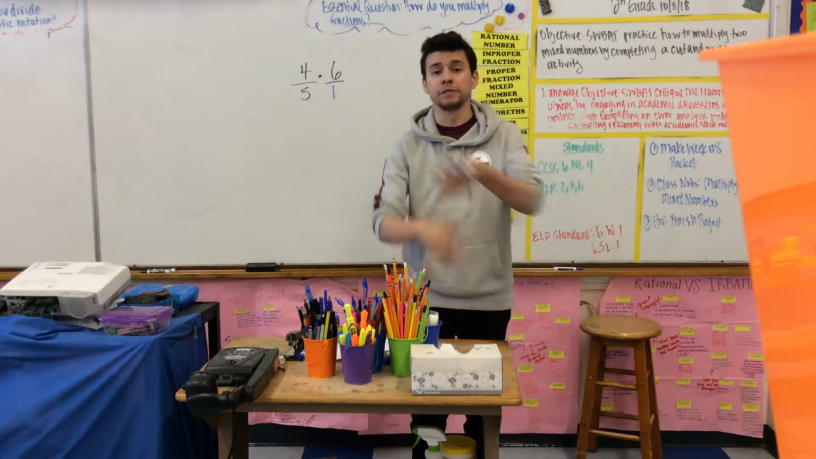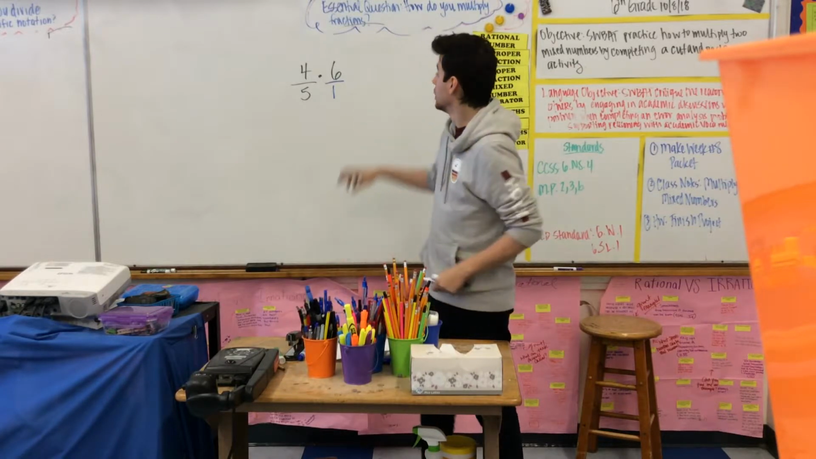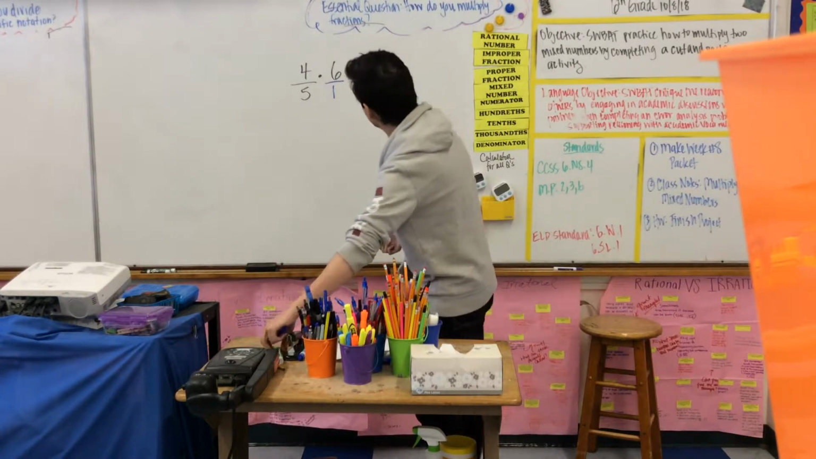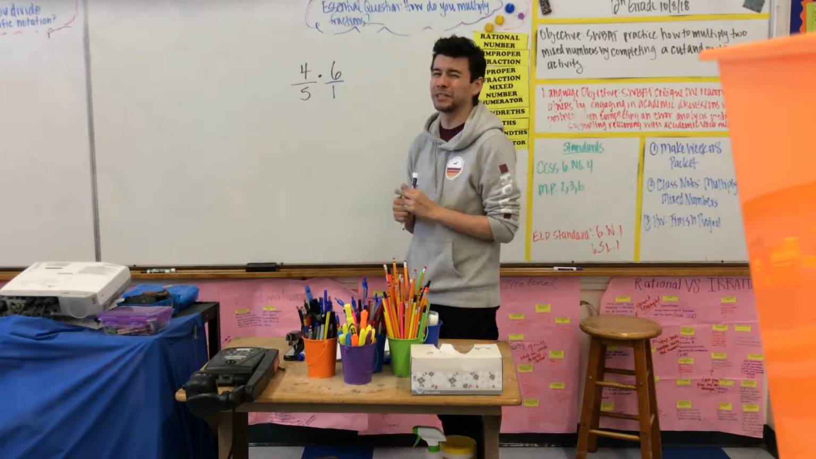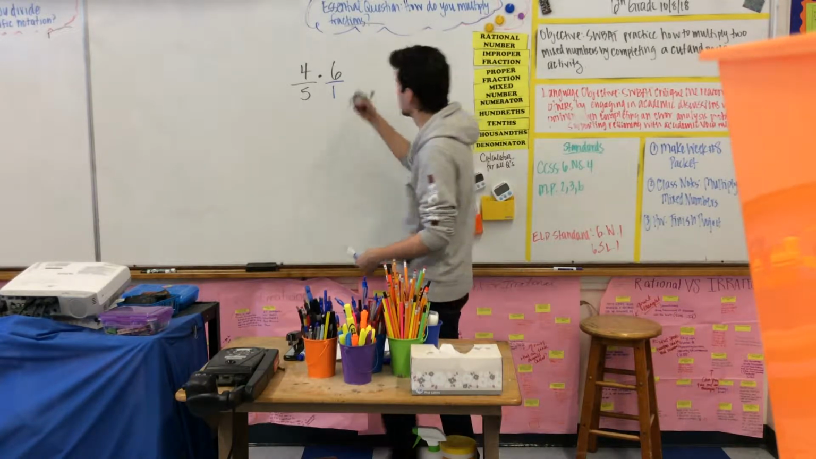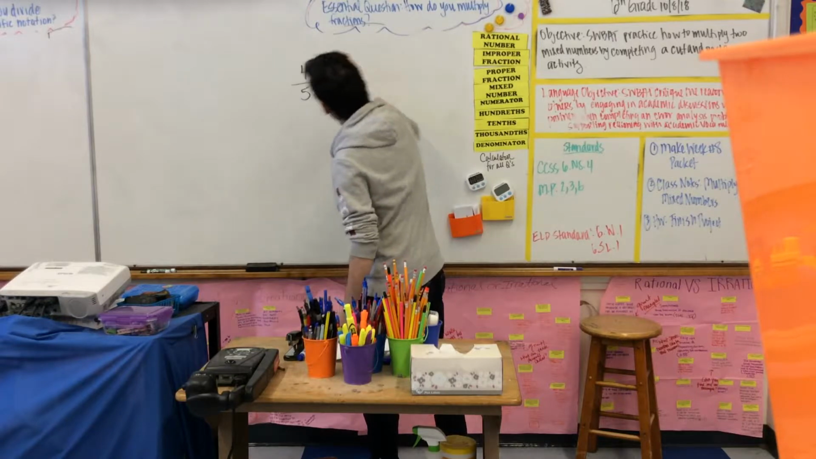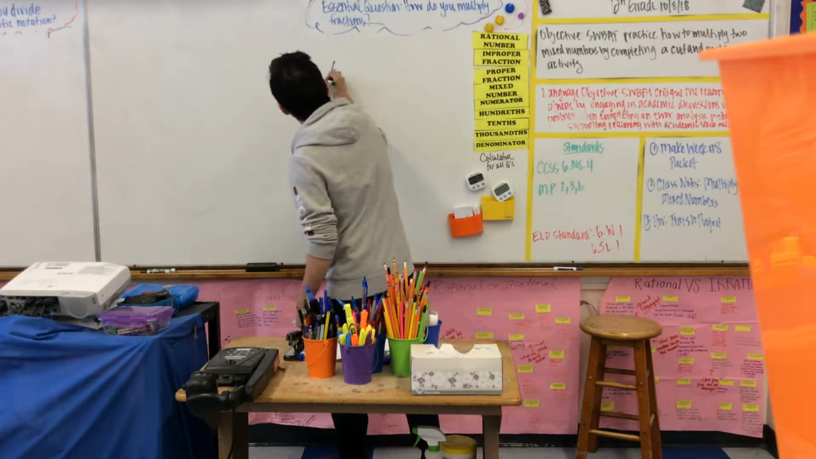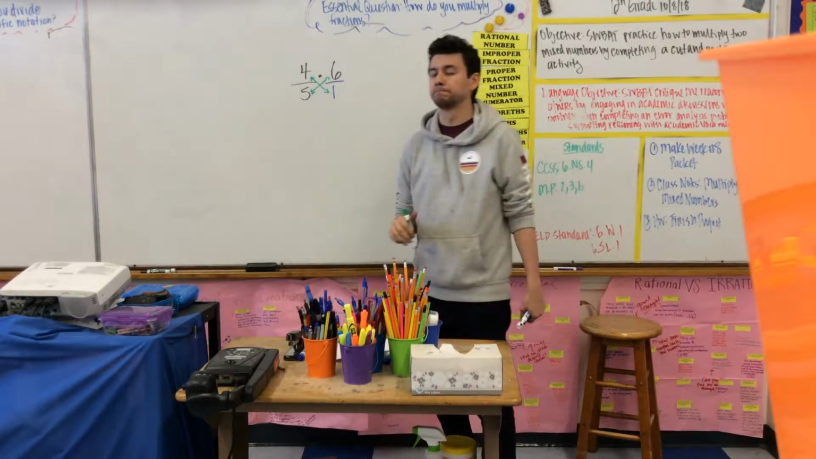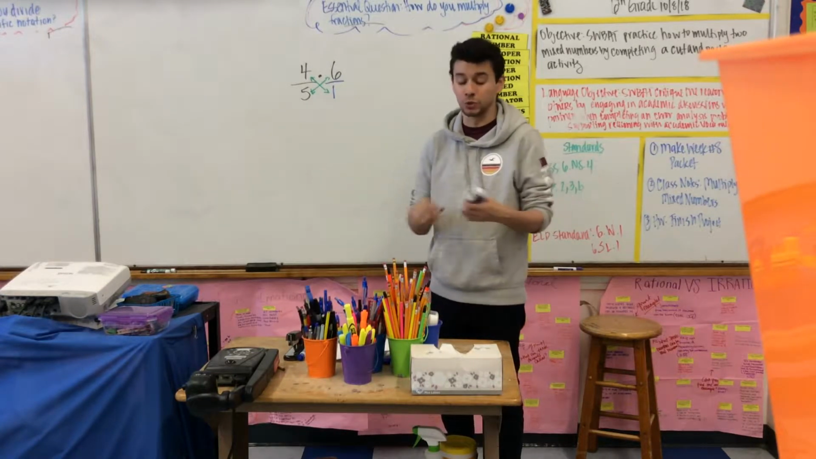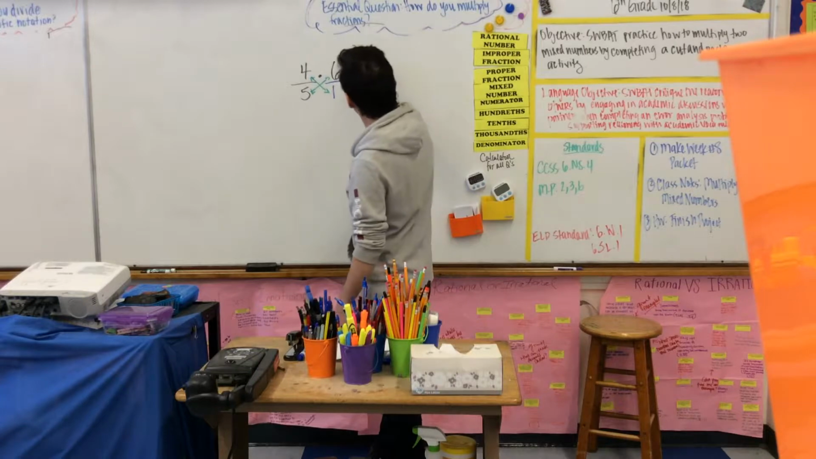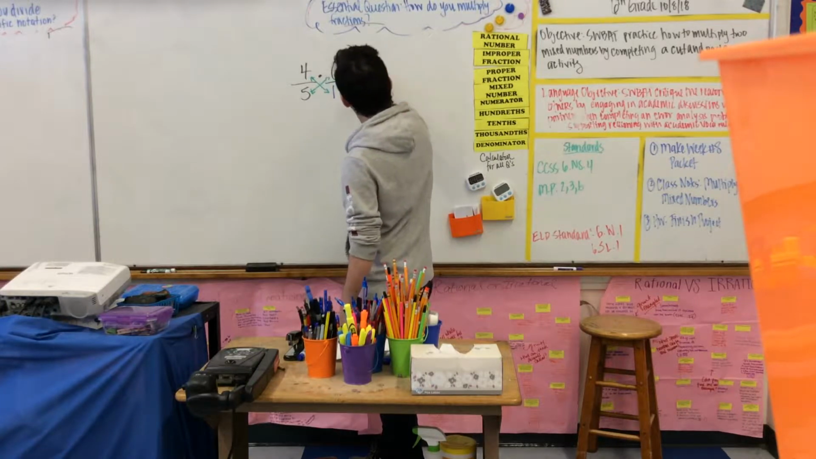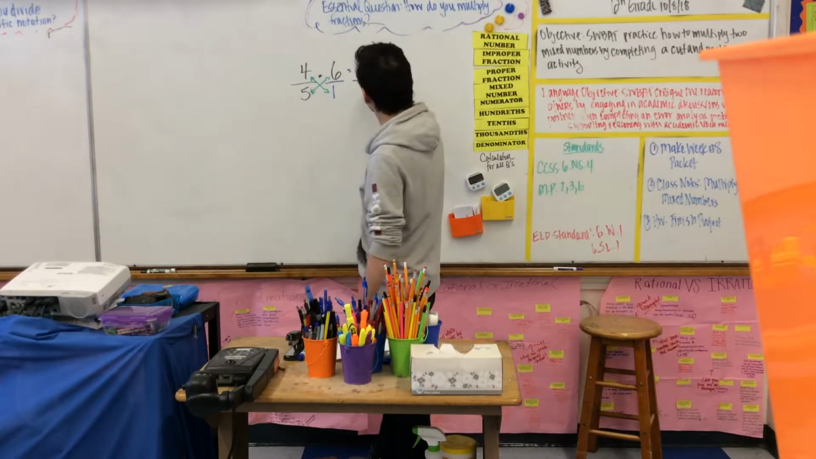And then on the previous video, I showed you how to cross cancel. Remember? Because I personally don't like doing numerator times numerator, denominator times denominator, because I get big numbers. So I look across. Is there a number that could go into 4 and 1? No. How about 5 and 6? No. So then I have to go old school. Numerator times numerator, which is 24. Denominator, 5 times 1 is 5.